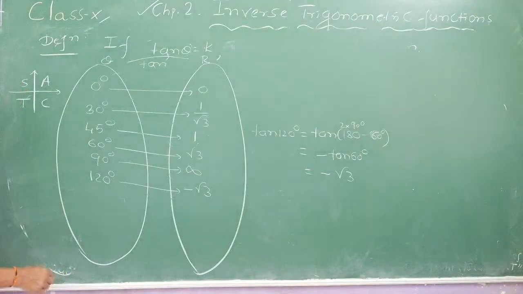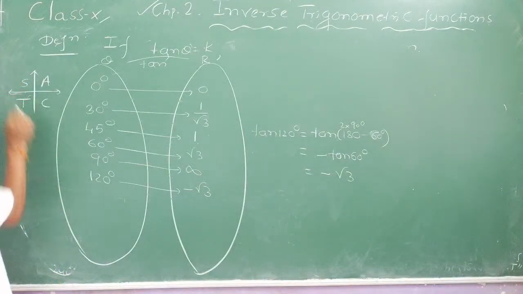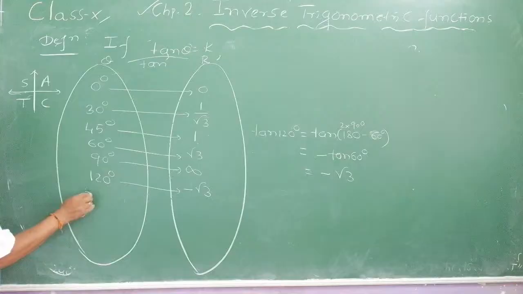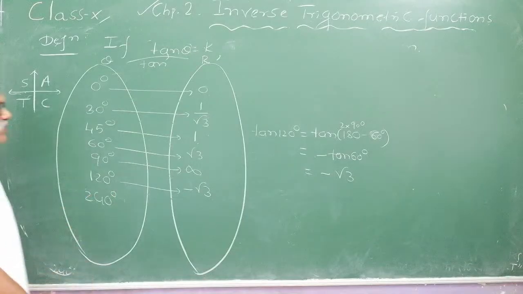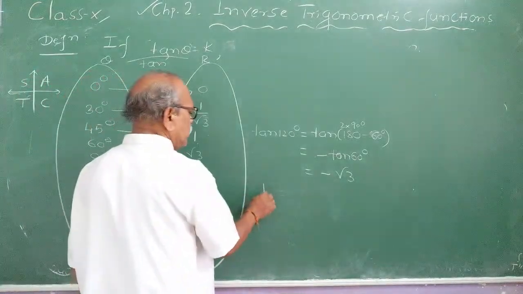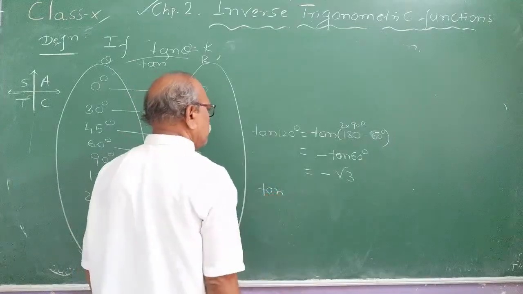If I cross to the third quadrant, I will take 240 degree. What happens we will observe now. Tan 240 degree.